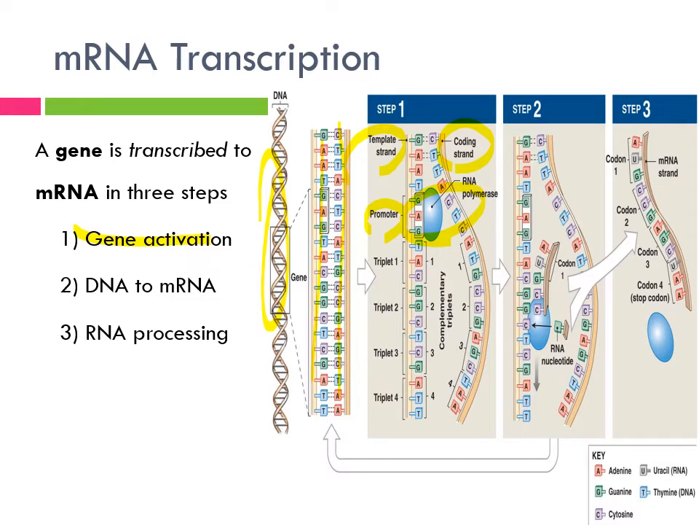So then what happens is the RNA polymerase, after it binds to the promoter gene, starts to move down the template strand. And at each site, the complementary RNA nucleotides are going to bind with the DNA nucleotides of the template strand. So that's happening here.